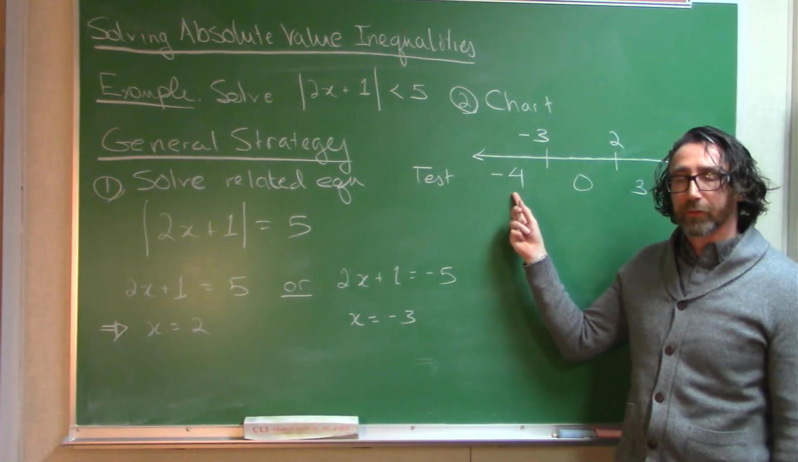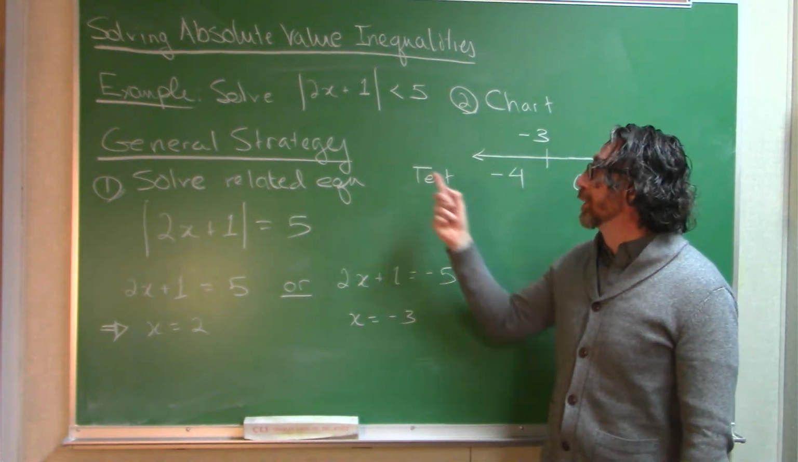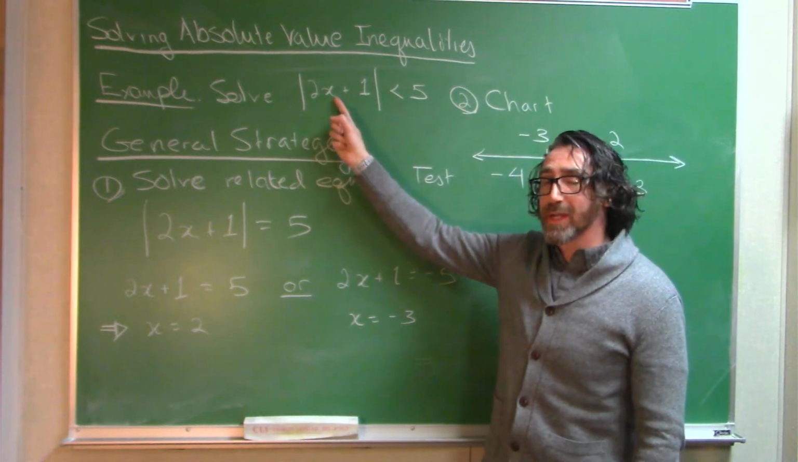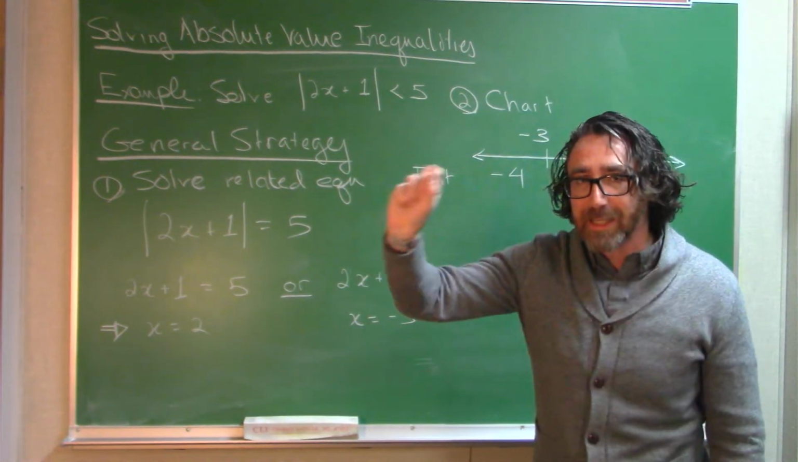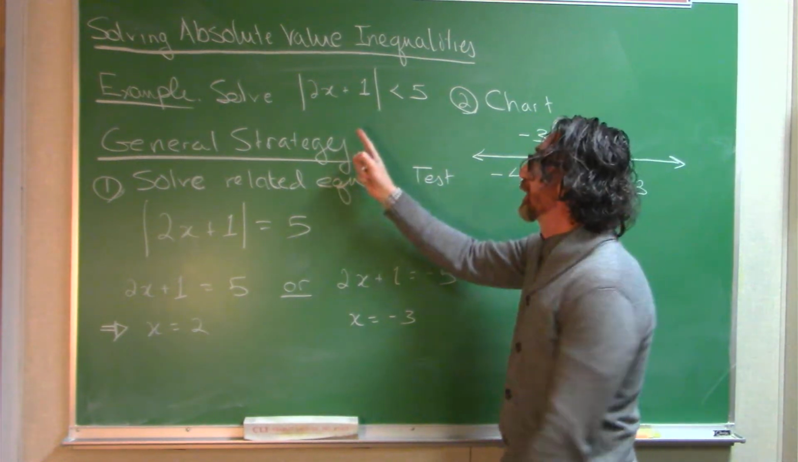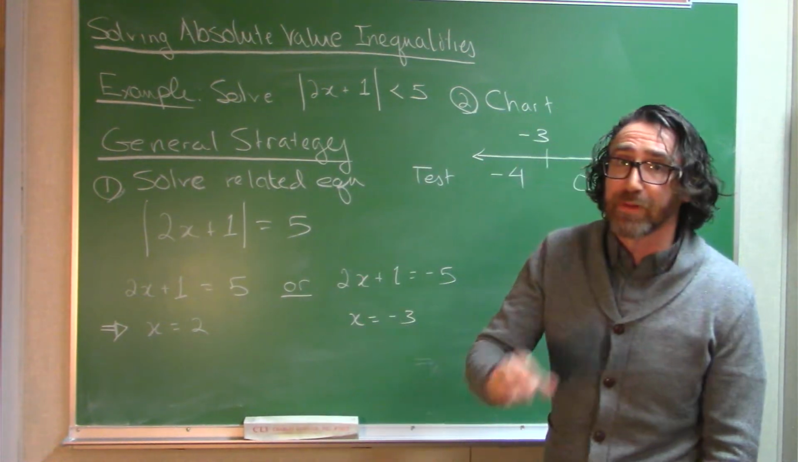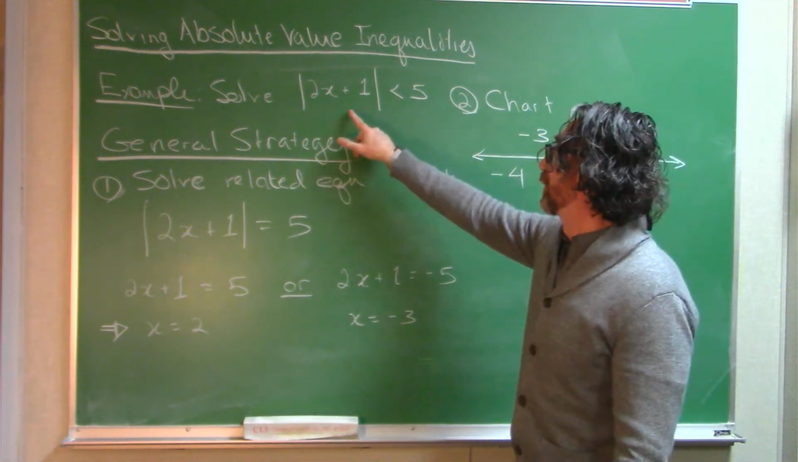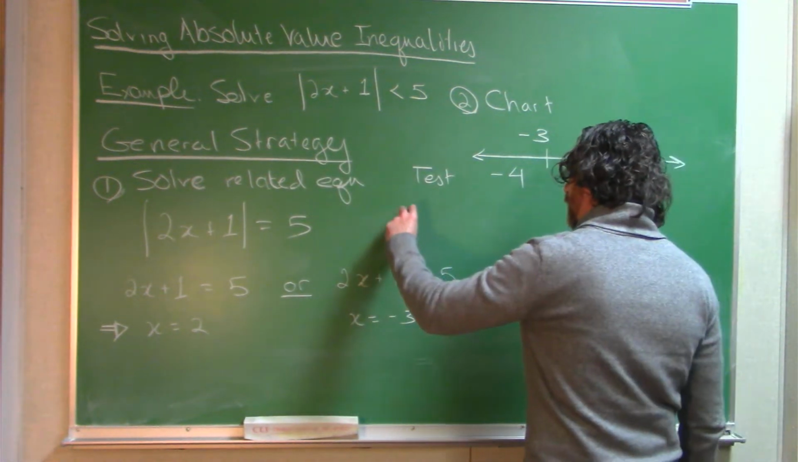Okay, so let's use this. I'm going to test negative 4, and I'm plugging it in right here. 2 times negative 4 is negative 8. Plus 1 is negative 7. Take the absolute value of negative 7 and you get 7. 7 is not less than negative 5.